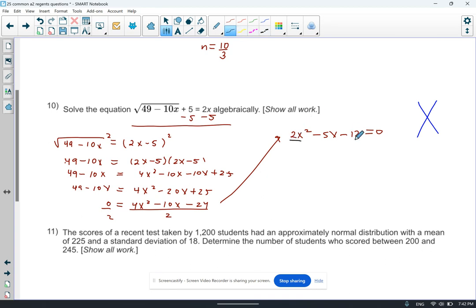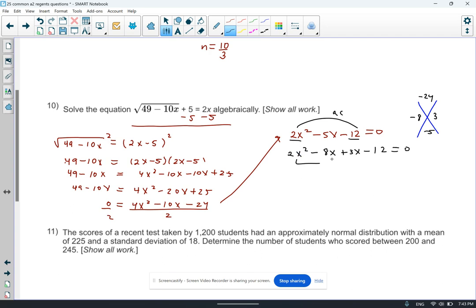Now, with split the middle, you multiply A times C, the first term times the last term, and you get negative 24. And you're looking for it to add to B, that middle term of negative 5. And so when you come up with the factors, negative 8 and 3 work. And split the middle is what it sounds like. You're going to take that negative 5x and you're splitting it into negative 8x plus 3x minus 12.